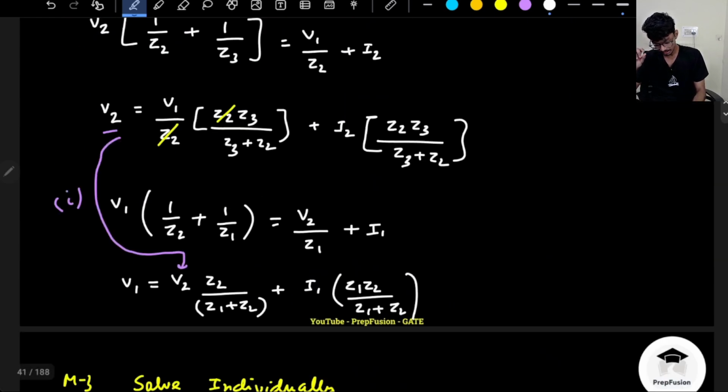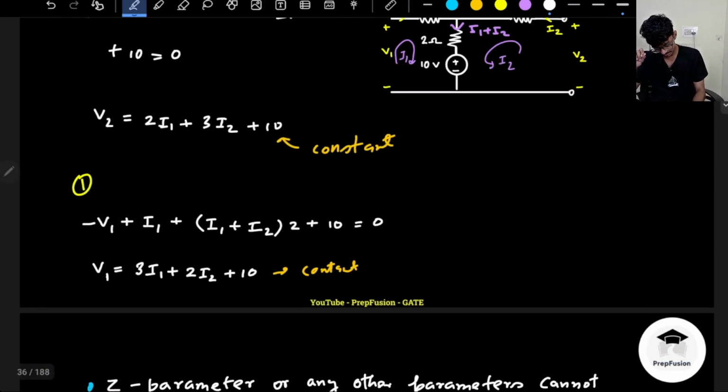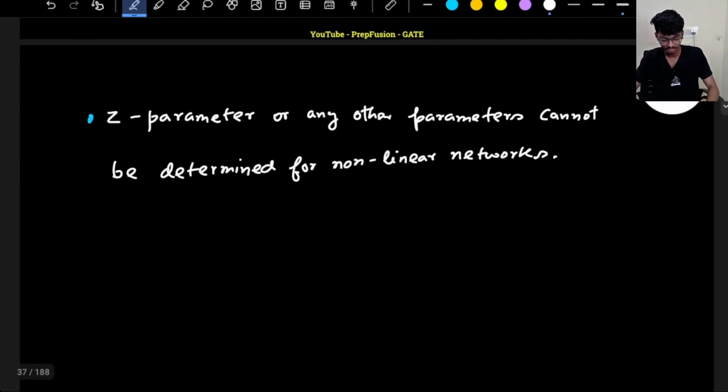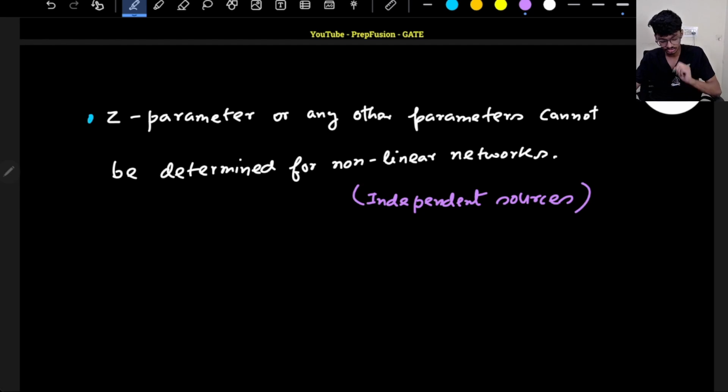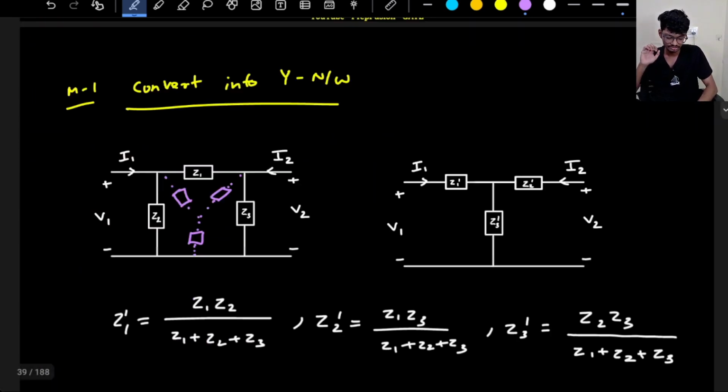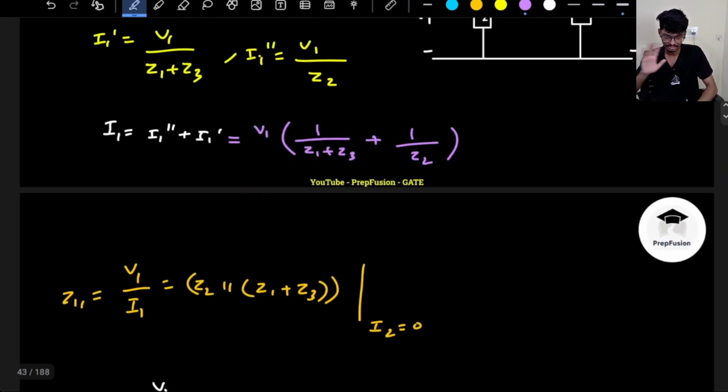One more thing I forgot to tell: your Z parameters will not exist here. Z parameters cannot be determined for networks where independent sources are present. If dependent sources are present, then of course you will be able to find the Z parameters. If independent sources are present inside the circuit, then you will not be able to. For a dependent source, you will be able to write down the values because your dependent source depends on the value of current or voltage in some branch, so it will not be a constant term. It will be a proportional term. That's why for dependent sources you will be able to find out any parameters, Y, Z, any parameters.